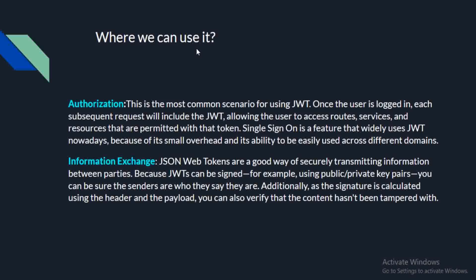The second is information exchange. There are two companies who want to exchange some data between their servers, from one server to another. Because the JWT is digitally signed, it will be more securely transmitted between the two parties. They will use a public private key algorithm to make sure they are sending the data privately, that other people will not be reading the data, and they will be more sure that the data is not tampered with in between the data exchange.